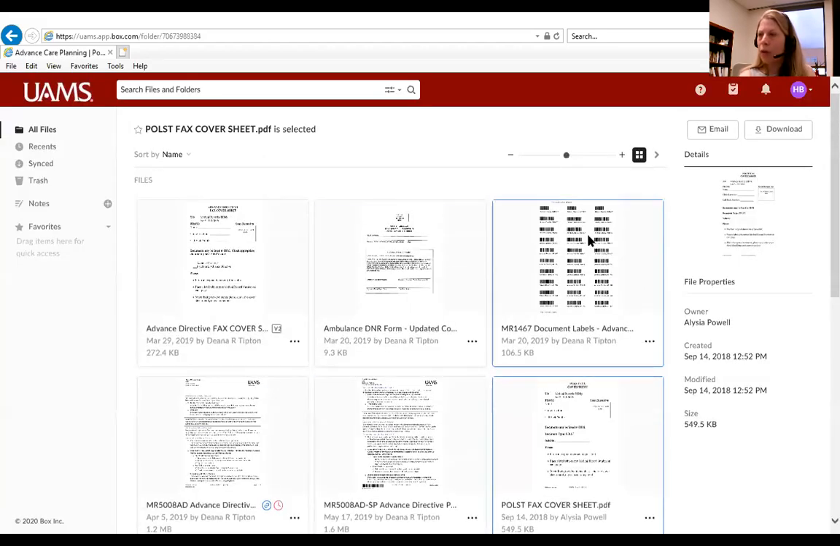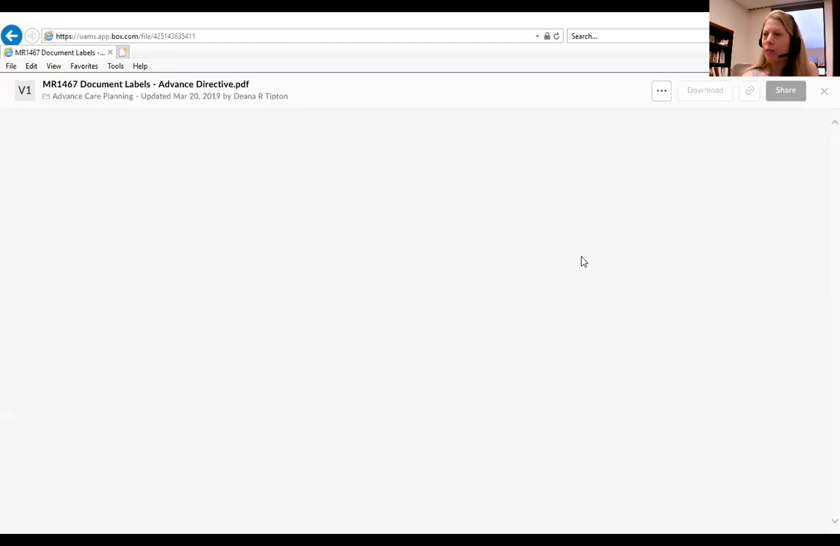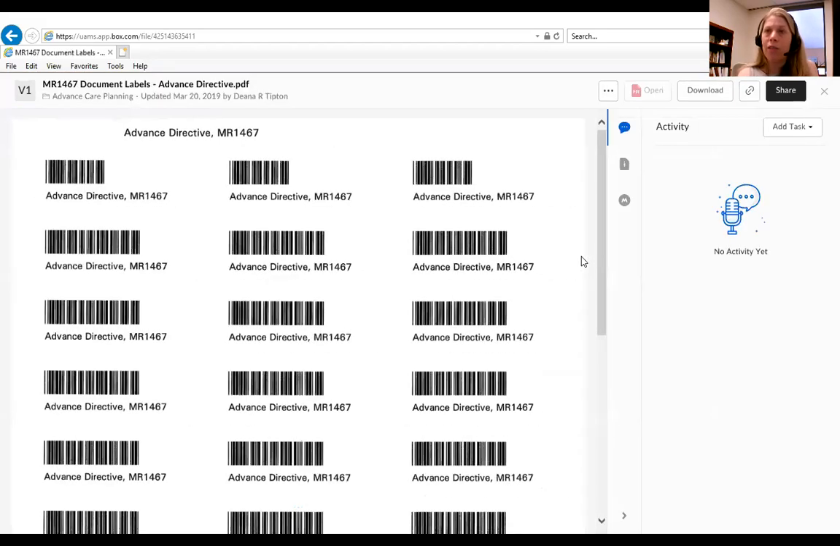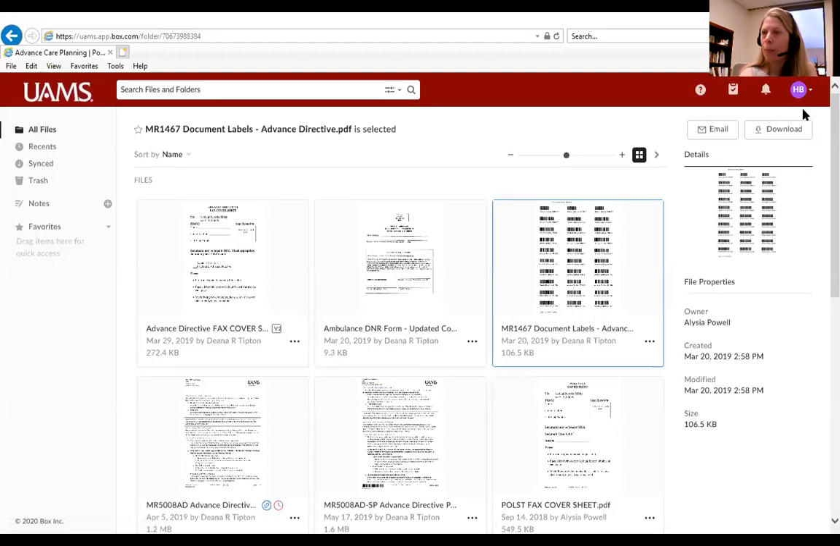The other thing that you may want to do is print this out. These are document labels, just little sticky labels. So if a patient brings you in an outside advanced directive, like a 5 Wishes or something that's not UAMS driven, you'll need a little barcode on it. Does it have to have this? No, but this is just another way to ensure it gets to the right place.